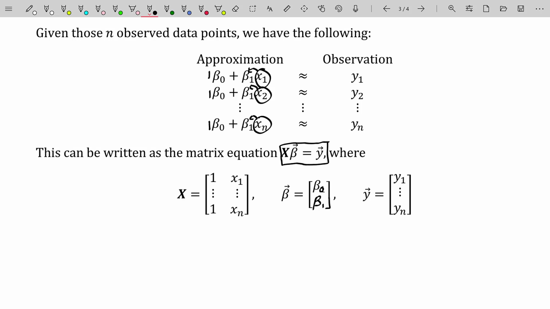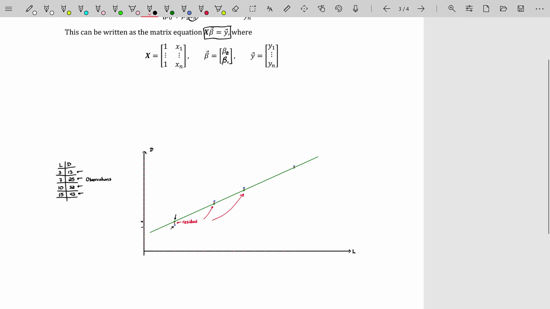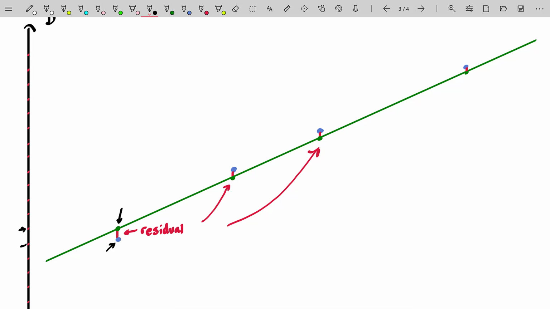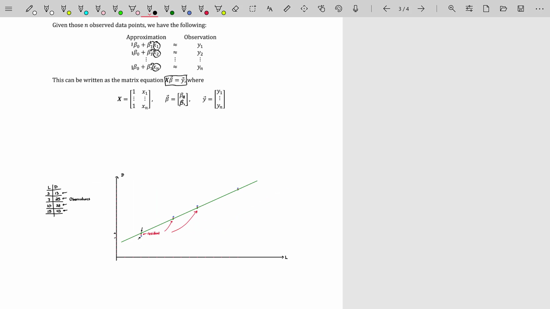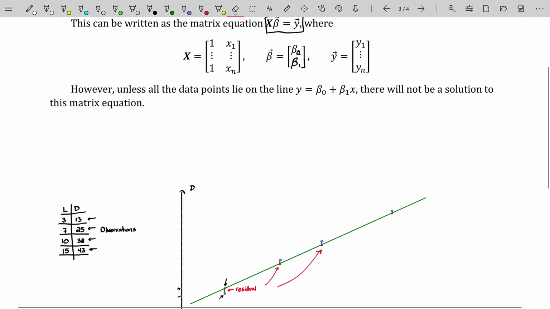However, we know that equation does not have a solution. Now you may say, wait, how do we know that equation doesn't have a solution? Well, it's because all those data points do not lie on the line, unless they are all linearly related, but that's likely not going to be the case with any real-world data. So because there's not a single line that goes through all 4 of these points simultaneously, there's no solution to that matrix equation. What do we do? Well, unless all the data points lie on the line y equals beta naught plus beta 1 x, there will not be a solution to that matrix equation.